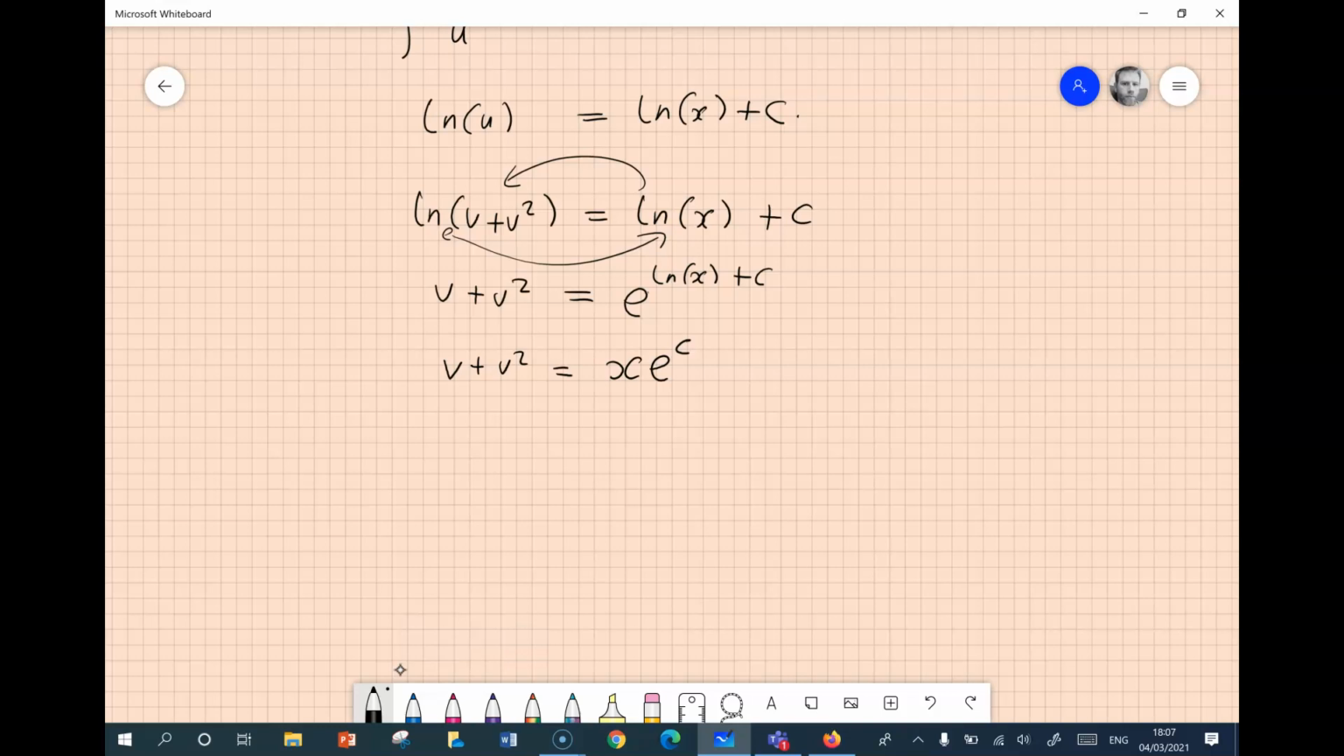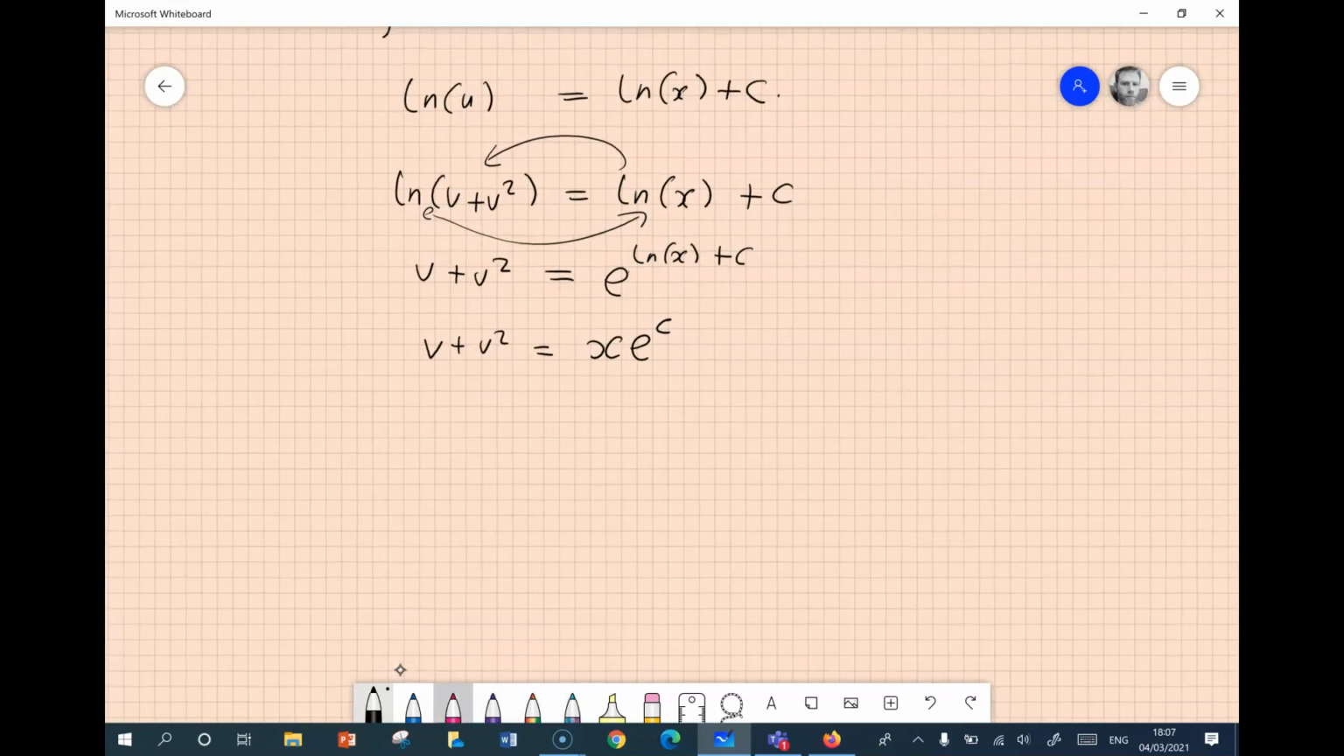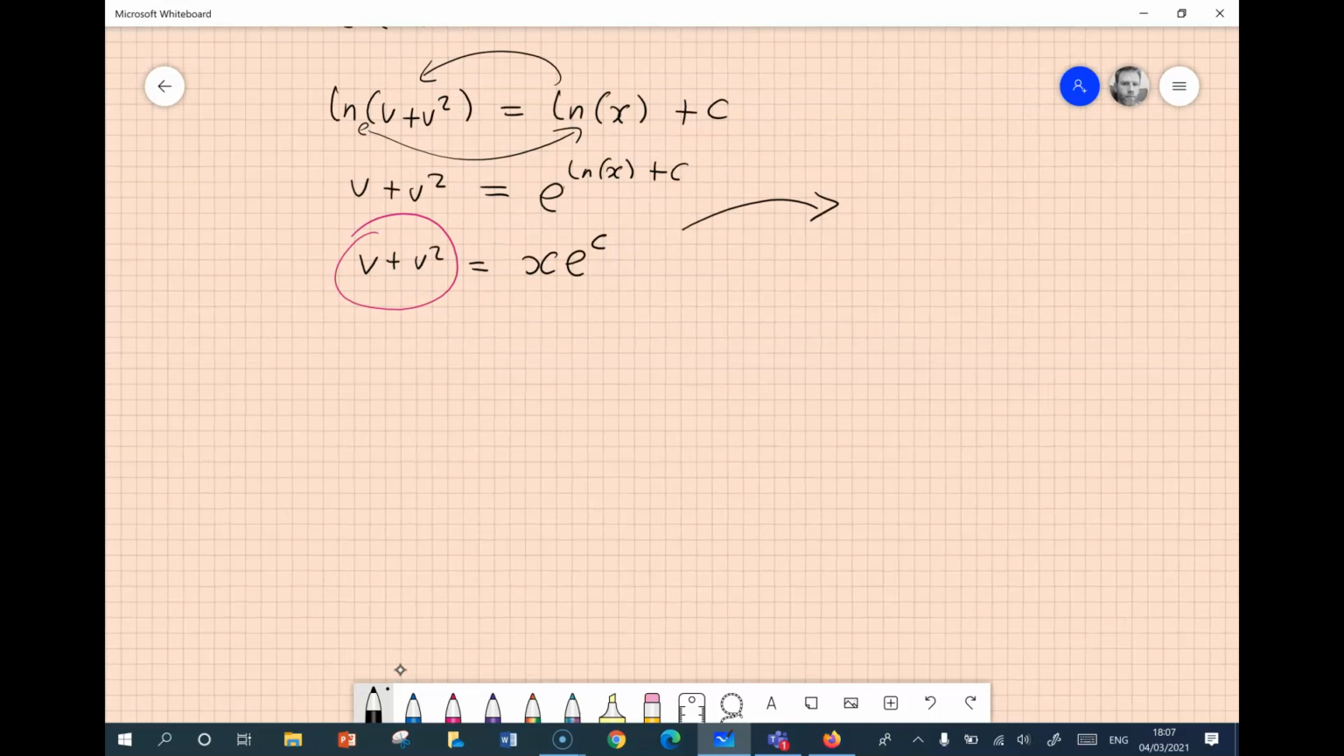You could sub in your y's now, but it's easier if we can solve as much as we can for the moment. But when we have this situation where v plus v squared equals x e to the power of c, I'd rather just have v is equal to it, make my life an awful lot easier. And we did this in a previous video where we had to manipulate it now using completing the square. I'll explain that one more time.